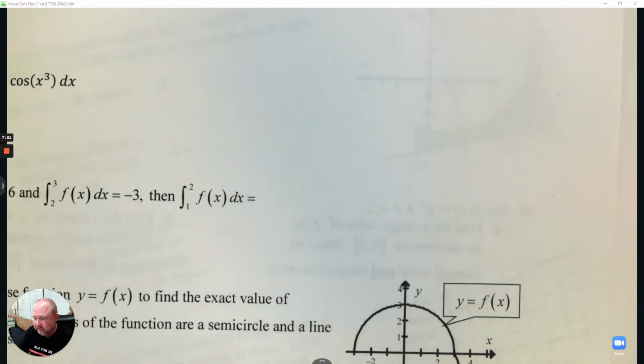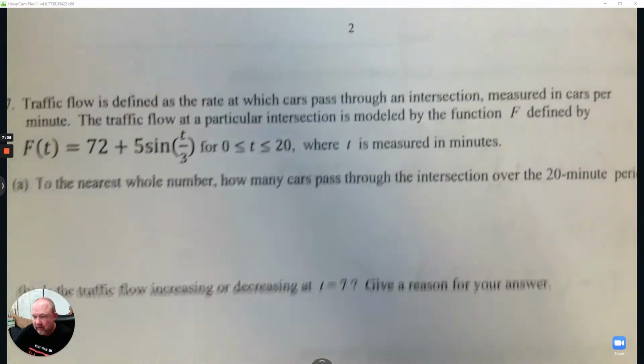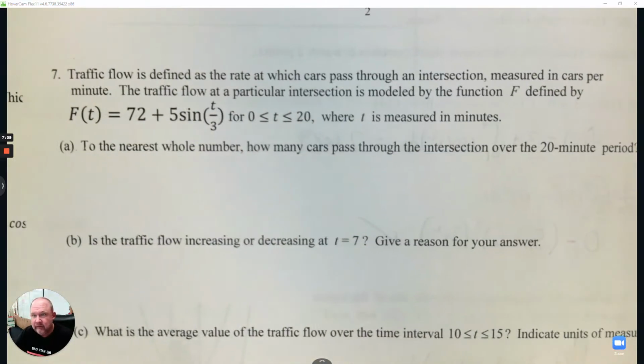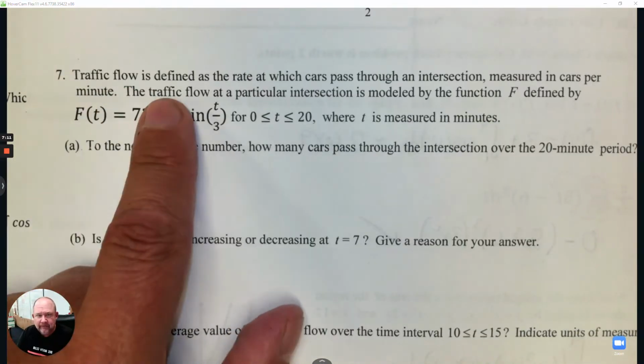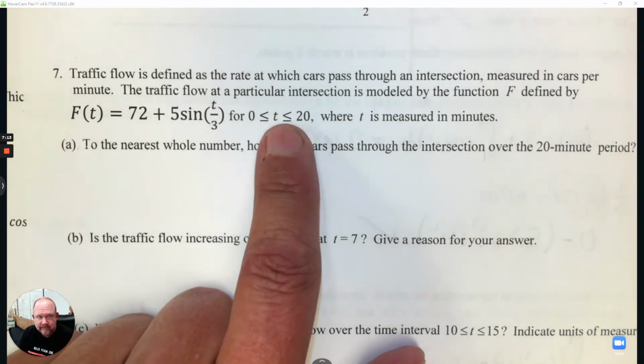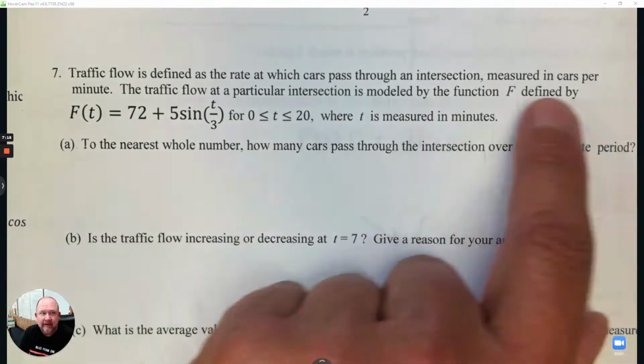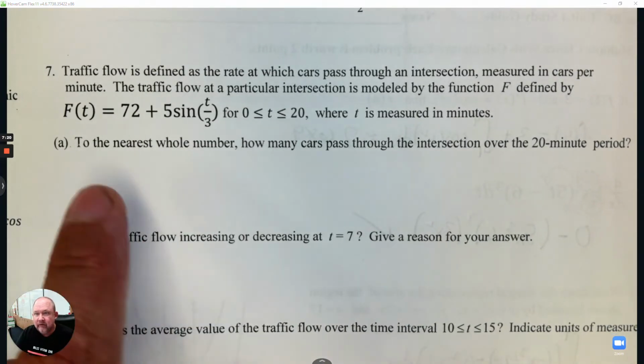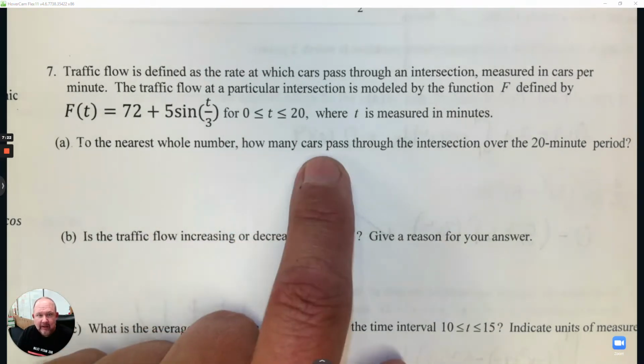All right, turn the page. Good question to take your time on, number 7. You will see it on the exam. Traffic flow is defined at this rate, and it's defined in cars per minute. So it's good to know the units. And it says, to the nearest whole number, how many cars?